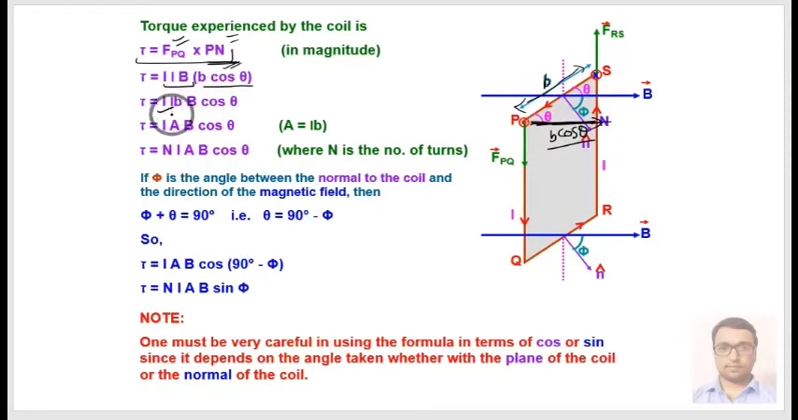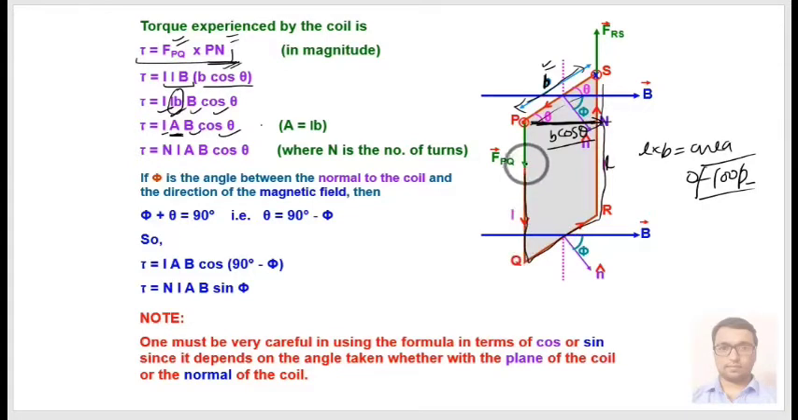So from here we can express that torque is ILB cos theta, and L into B. Okay, this L into B will be how much? It will be the area of loop, because area of rectangle we know is length into breadth. So this will become A, capital A means area of loop, and it will become IAB cos theta. So suppose if we have one more turn of coil, then we can use capital N, where N will be the number of turns. So total torque will be NIAB cos theta.